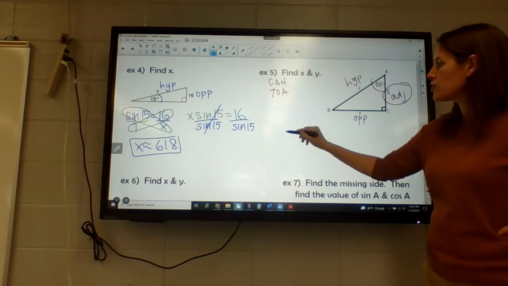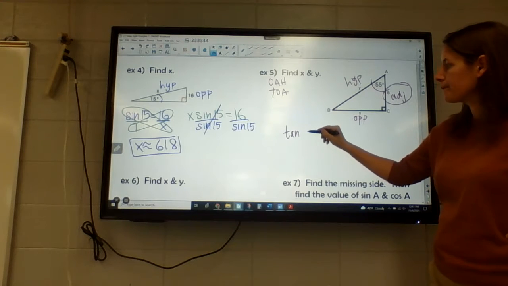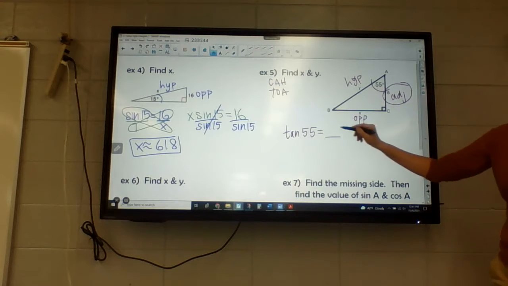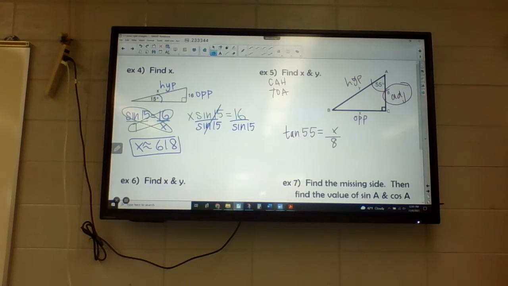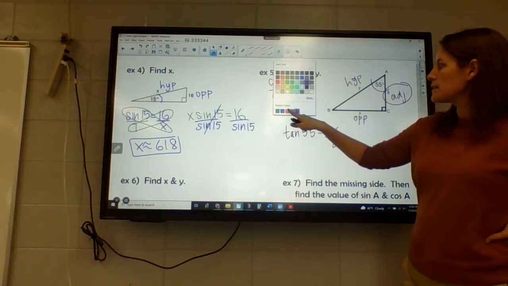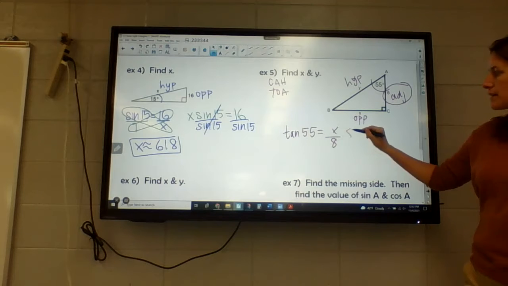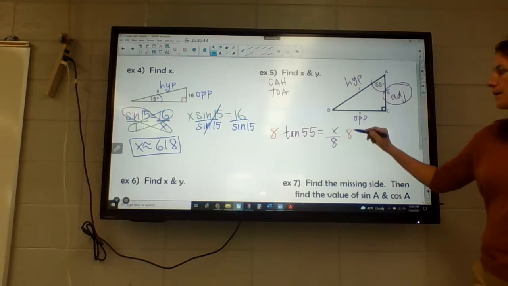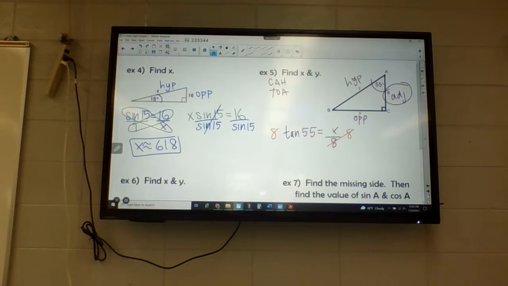So we're going to do tangent of 55 equals the opposite over the adjacent, so x over 8. So again, this is kind of the easier of the two types, I think, because now I can just multiply each side by 8 to get my x value.